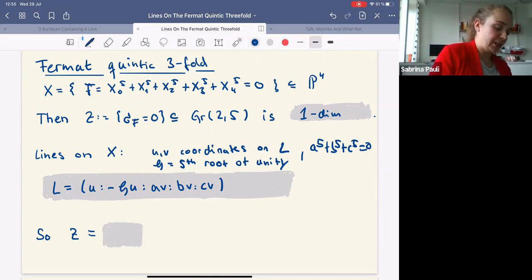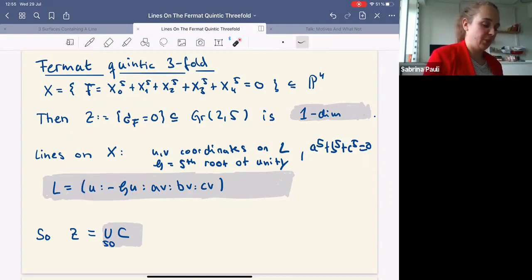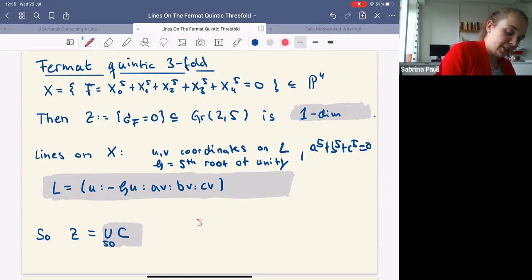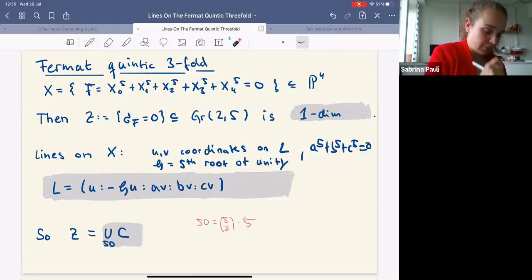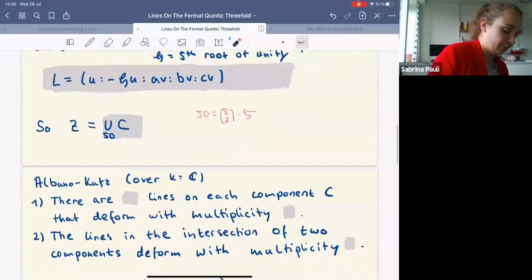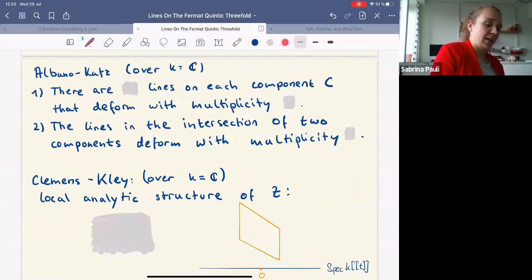So our zero scheme is the union of many degree 5 curves. And I tell you that it's 50 because I could choose those two, I could just do a permutation of coordinates and put them somewhere else, and then 50 is equal to 5 choose 2 times 5, because I have 5 different choices for my zeta here. So my zero scheme is the union of 50 degree 1 curves. And this has been found by Albano and Katz, who did this over the complex numbers.